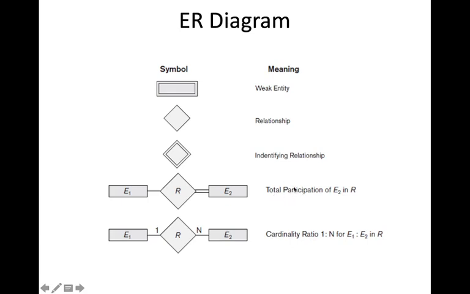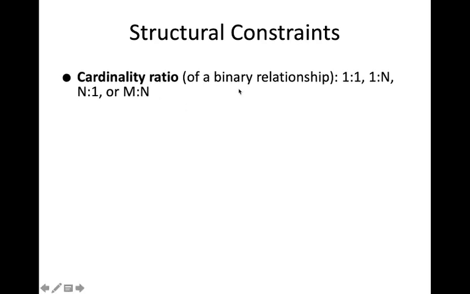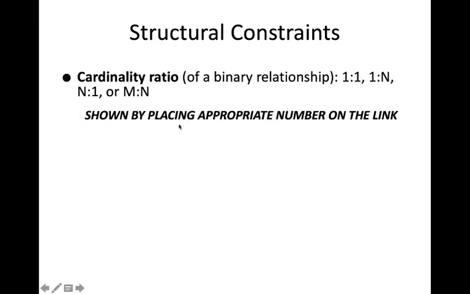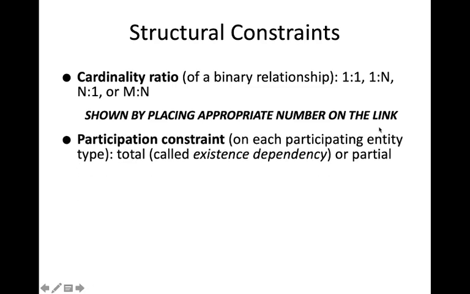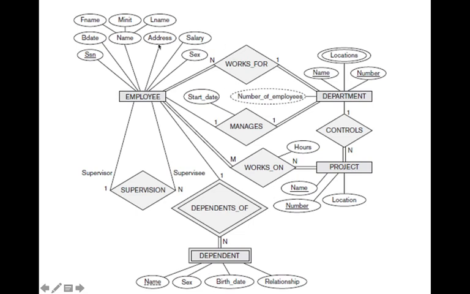Then to specify total participation and partial participation, we specify total participation using double lines, and partial participation using a single line. This way we can represent them in ER diagrams. So for structural constraints, the cardinality ratio can be 1 is to 1, 1 is to n, n is to m, m is to n, shown by placing the appropriate number on the link. And the participation constraint can be total or partial. Total is shown by double lining the link. So this is the ER diagram we will get after using the structural constraints and all relationships.